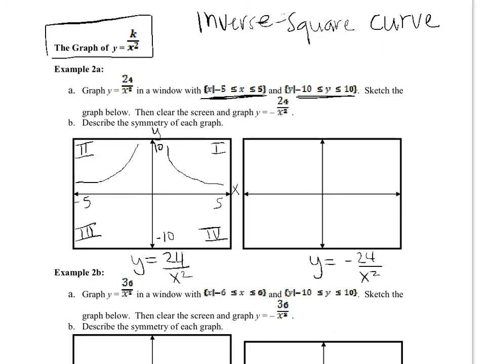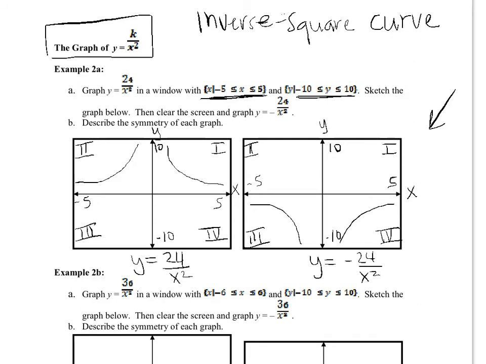So for the graph on the right, y equals negative 24 over x squared, it should look like this if you graph it in your calculator. And next we went from negative 5 to 5, and for y we went from negative 10 to 10, and you should have graphs this time in the third quadrant and the fourth quadrant that should look something like that.